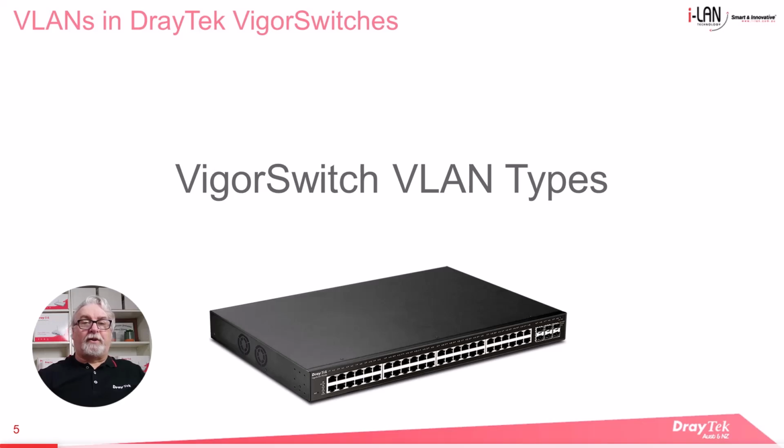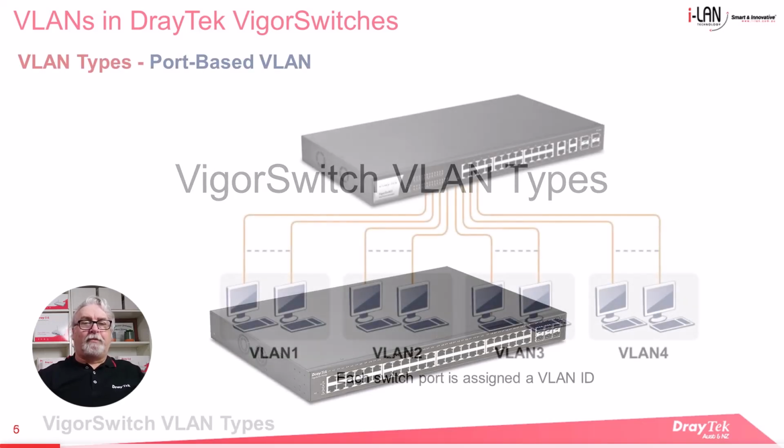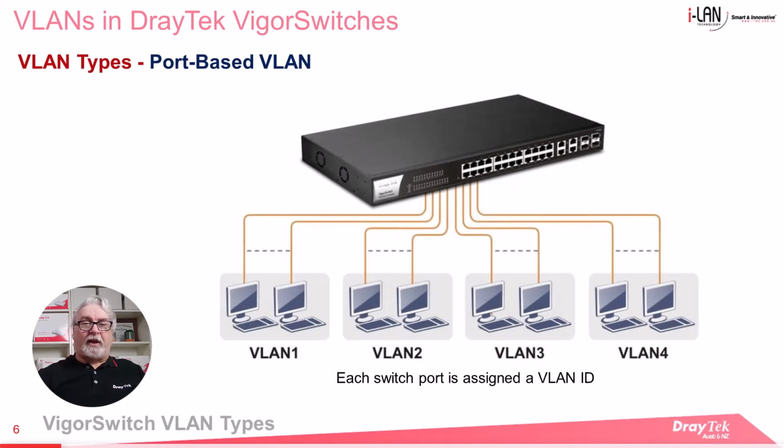Let's now look at the different types of VLANs used in DrayTek VigorSwitches. The first type is port-based VLANs. Just like in DrayTek routers, each port on the switch is assigned a VLAN ID. Whatever is plugged into that port will be assigned to that VLAN. Also, as shown in this diagram, we can have a group of ports with the same VLAN ID. This can be used to separate out groups of users or devices from other groups.